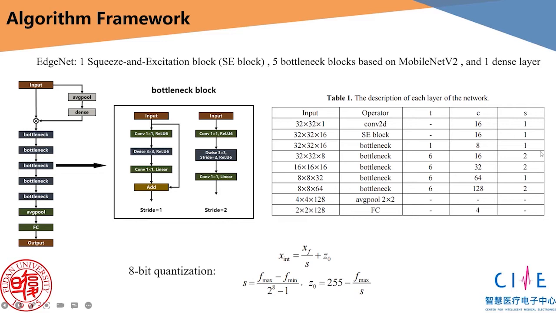MobileNet v2 was proposed by Google in 2018, which is based on depthwise separable convolutions and an inverted residual structure called the bottleneck block. In this paper, post-training integer quantization is proposed for model compression after the AgNet has been trained.